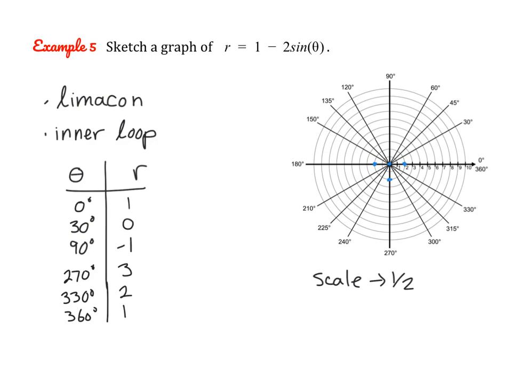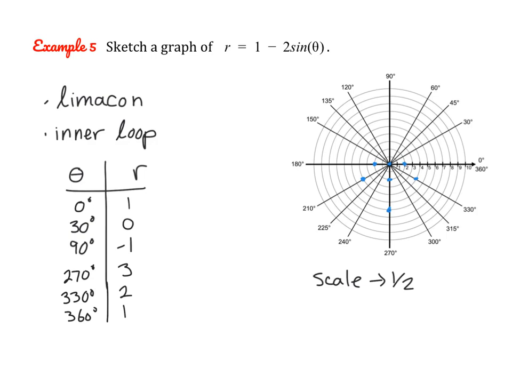So let's try plotting those points and see what that gives us. So remember, I scaled it so each ring is 1/2 of a unit. So for 270, I have to go 3 units, so 1, 2, 3. And then for 330, we are 2 units out, so 1, 2, and then 360 brings us back to 0. And then I can reflect this point over our vertical axis as well to give us an additional point.